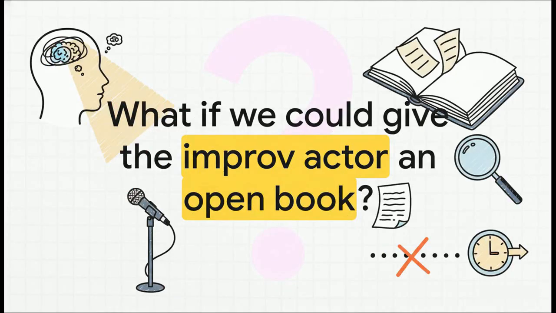So we've established our LLM is this brilliant improv actor, right? But it's being forced to rely only on a faulty, totally outdated memory. This leads us to the single most important architectural question we can possibly ask. What if, right before it has to speak, we could give that brilliant actor an open book of up-to-the-minute facts to read from? What would happen then?